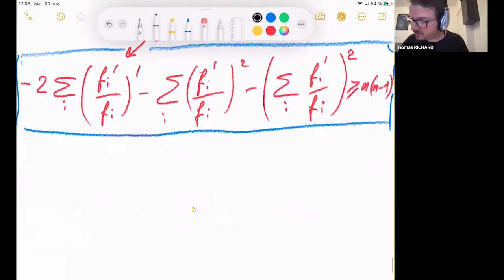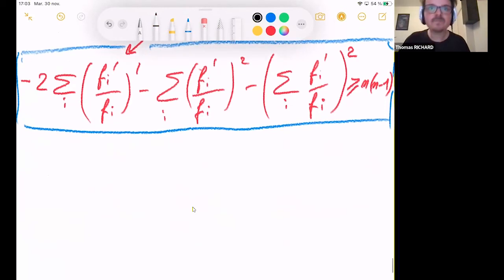Using similar methods, maybe I can give you one extra result by Gromov. I just copy pasted the statement.